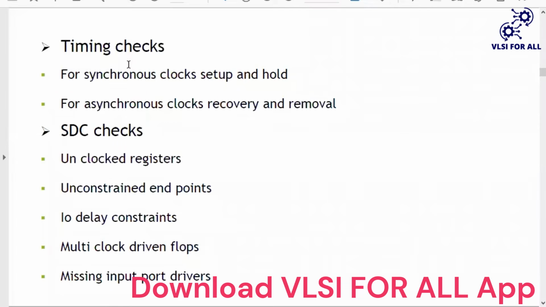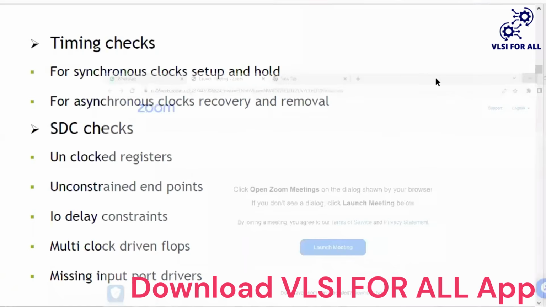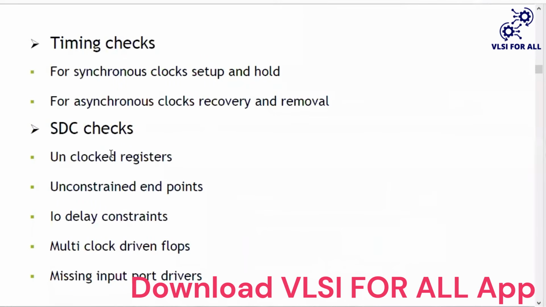Next one is the SDC. Okay, Synopsys standard design constraints checks. Are you able to see my screen? Yes, sir. Yes, thank you.